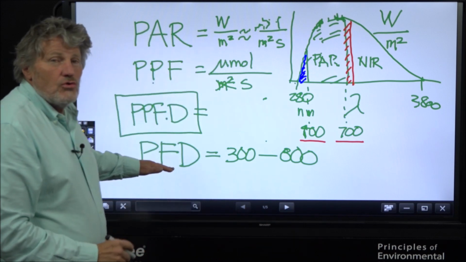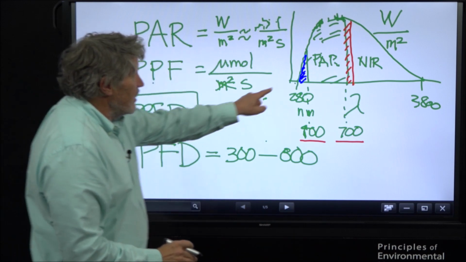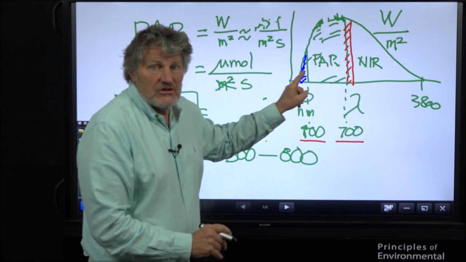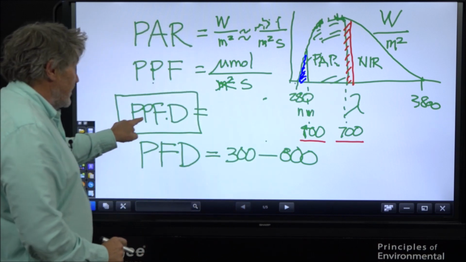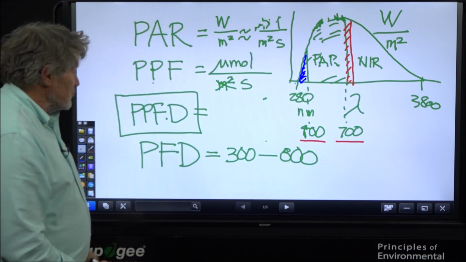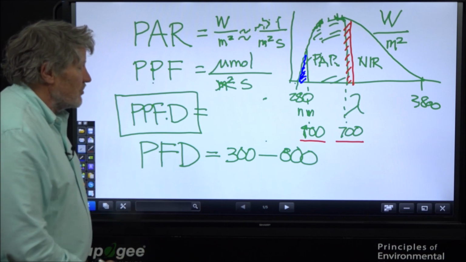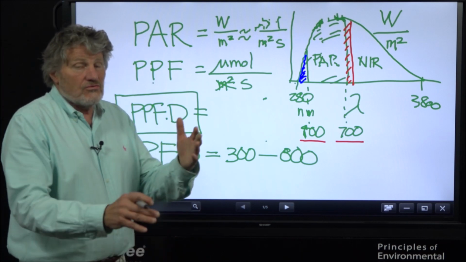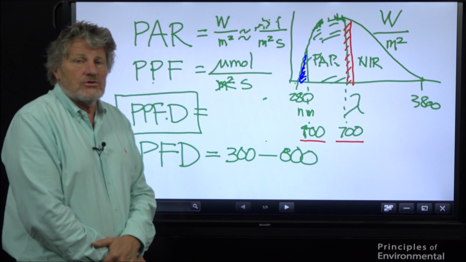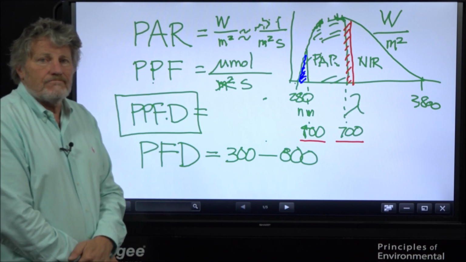So here's a new emerging term that counts these photons at the edges. It doesn't have the extra P in it, which means photosynthetic. It's just the total number of photons. Watch for it in the literature. It's going to be a useful term.